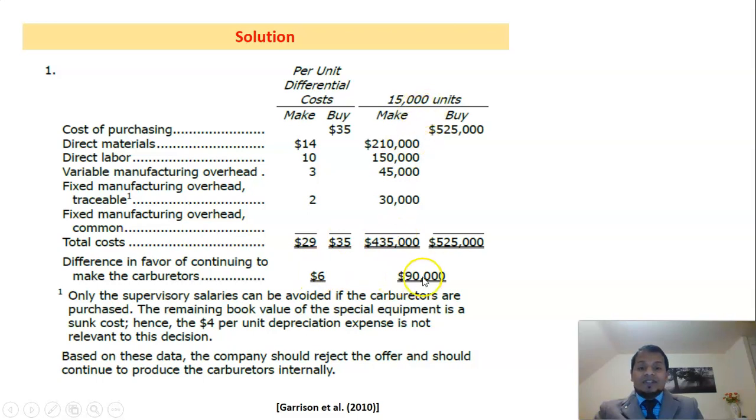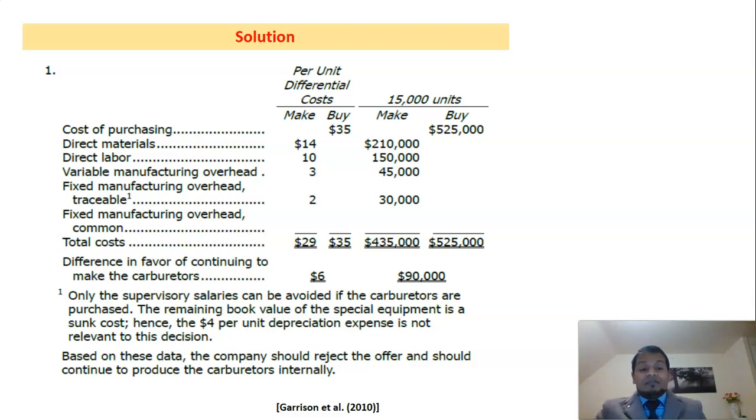So multiplied by 15,000, that is $90,000 you can save if you make. But if you buy, you have to spend 90,000 more. So if you buy, your total expenditure is 525,000, but if you produce, your total cost will be 435,000. So what you should do, you should make, not buy.